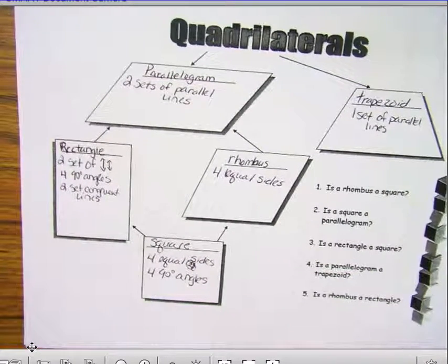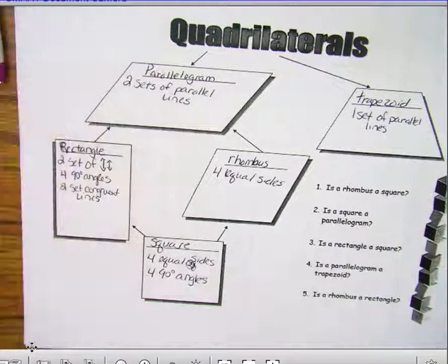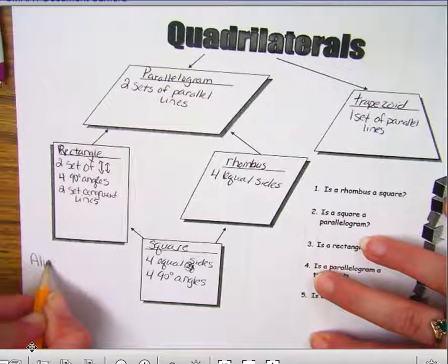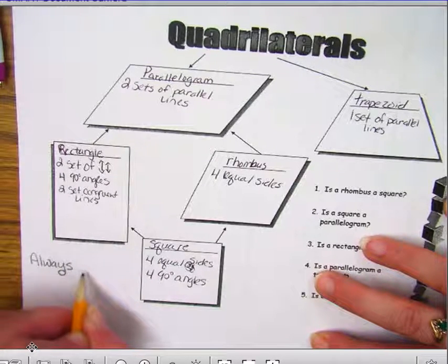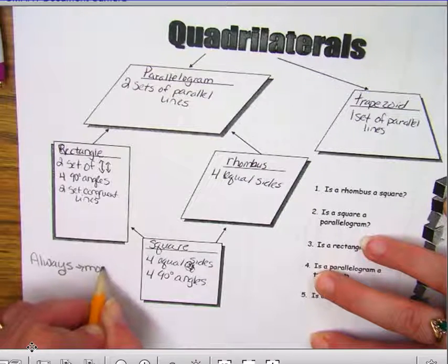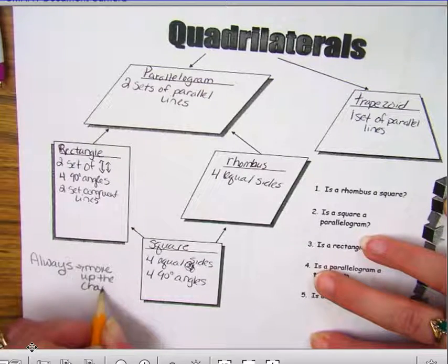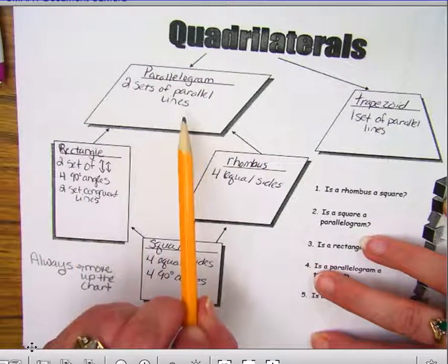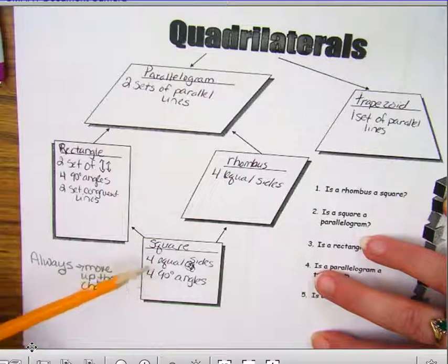All right. So over here on this part, we're going to just write quickly what our little thought was when you have this chart. Always, if you move up the chart. Okay, so a square is always a rectangle is always a parallelogram, and a parallelogram is always a quadrilateral. So if you're going from the bottom and you move your way up, then it's always.